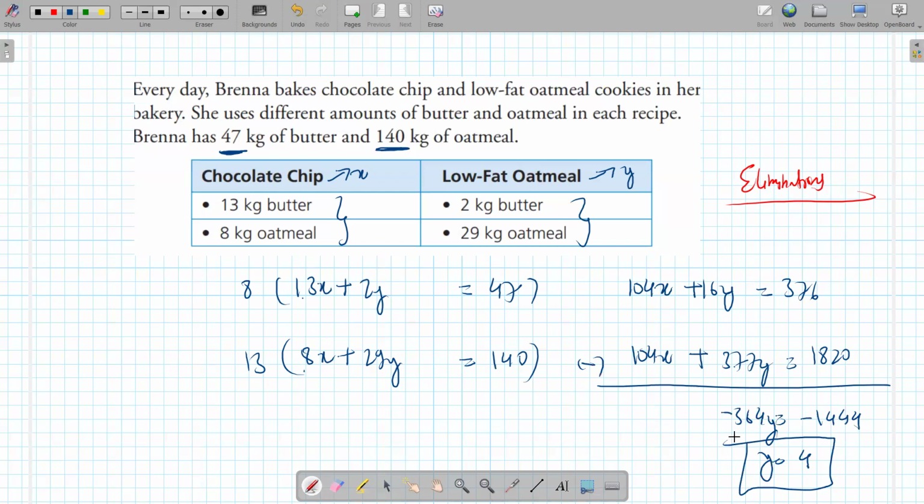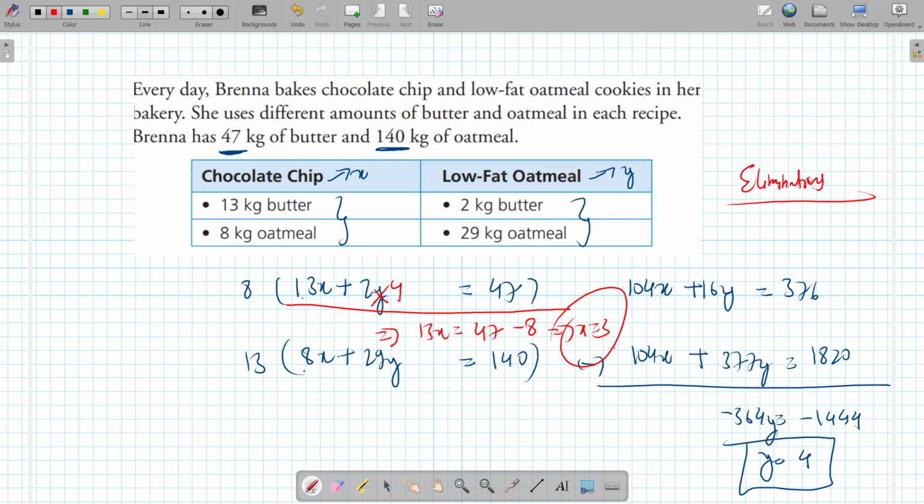Now that we know y, how do we solve for x? You can plug y into either of those equations. We have 4 equations here. We could plug it into any of them. I think this would be the easiest one. So it'll be 2 times 4. So we have 13x is 47 minus 8. So 47 minus 8 divided by 13, we get x is 3. And you are done. Cool?